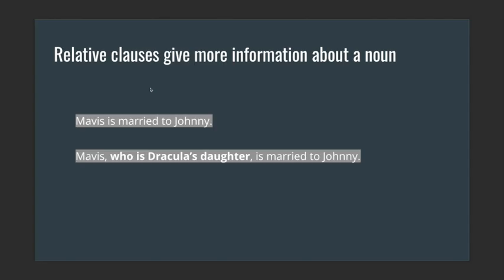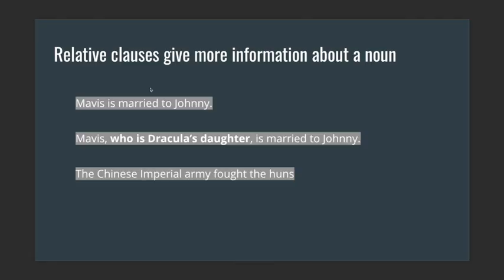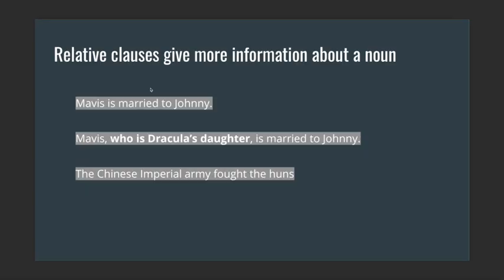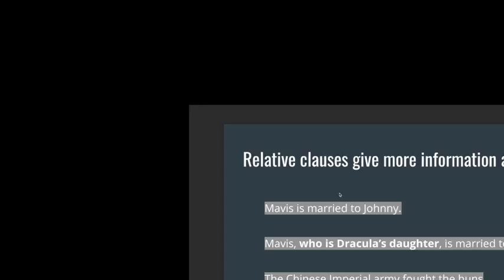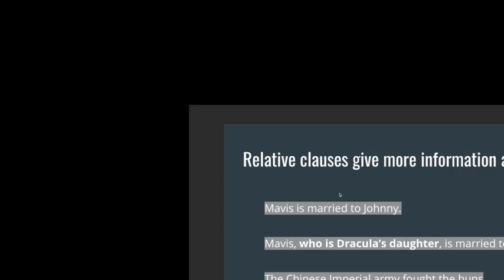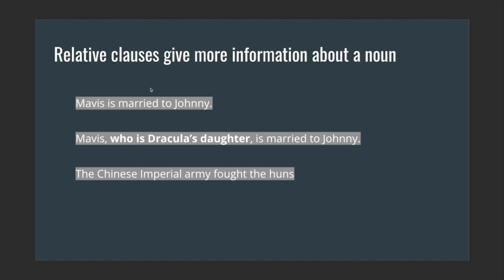Let's see another example. Here again, we have one sentence clause. It says, the Chinese Imperial Army fought the Huns. So in this case, the subject is the Chinese Imperial Army. The verb is fought. And the object, who did they fight? They fought the Huns. The Huns are the object. Now let's see this with relative clauses.